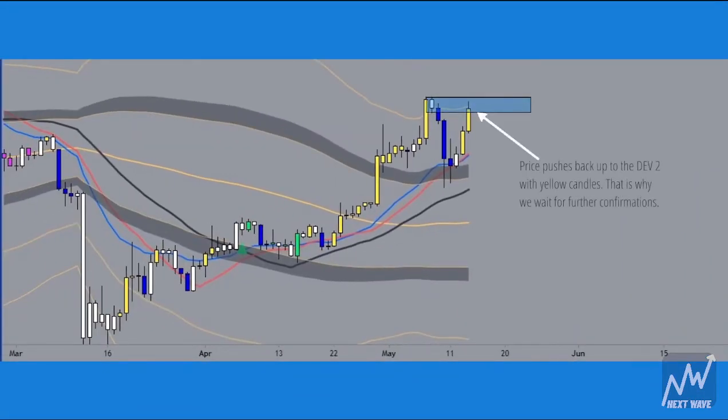And as we can see here, price pushes back up to the deviation 2 with yellow candles. That is why we wait for further confirmations. And if you guys haven't noticed, the deviation 2 changes from 2nd deviation to 2 deviation or deviation 2. They are all the same. Likewise happens with the deviation 3.